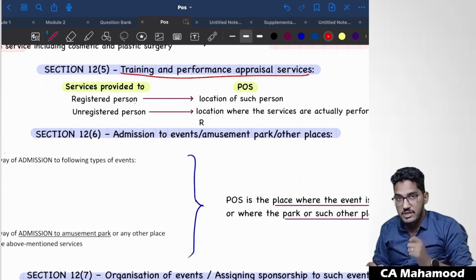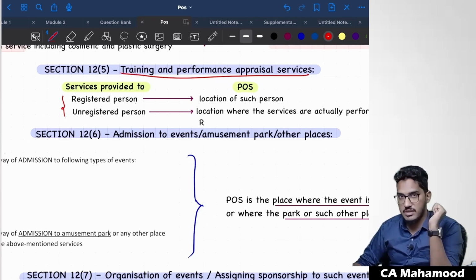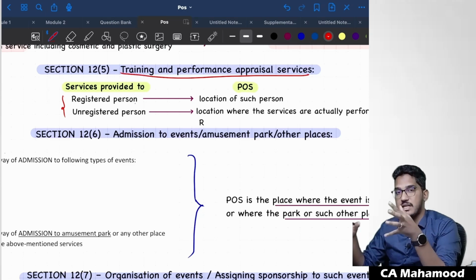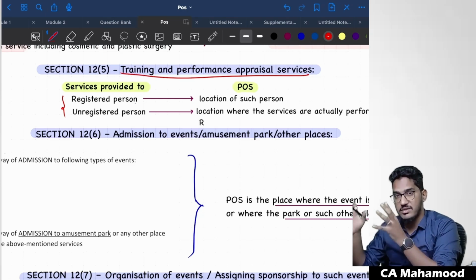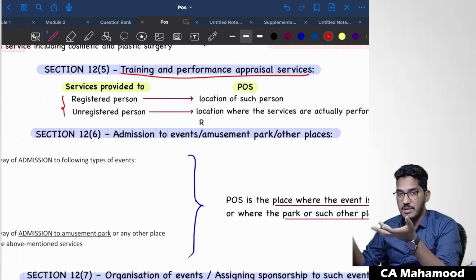Number 1, in this case, for this specific category of services, we need to check what is the status of the recipient. If the recipient is a registered person, for example, one company has approached me, that company is already registered under GST. I'm a motivational speaker, I am also a registered person. So I have to provide this training to their employees.